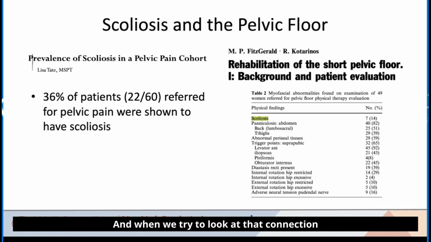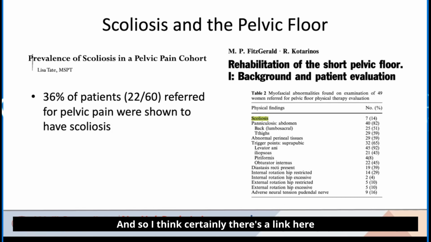And when we try to look at that connection between the scoliosis and the pelvic floor, I will say that's not as much of a direct amount of evidence that I can show you here. But I found a couple of studies. In a pelvic pain cohort of about 60 patients, 36% who were referred for pelvic pain had scoliosis in this one study. Another smaller study found about 7% of those coming in for pelvic floor physical therapy had scoliosis. So again, that's higher than the general population of about 3% that we would see in terms of general scoliosis anywhere else.